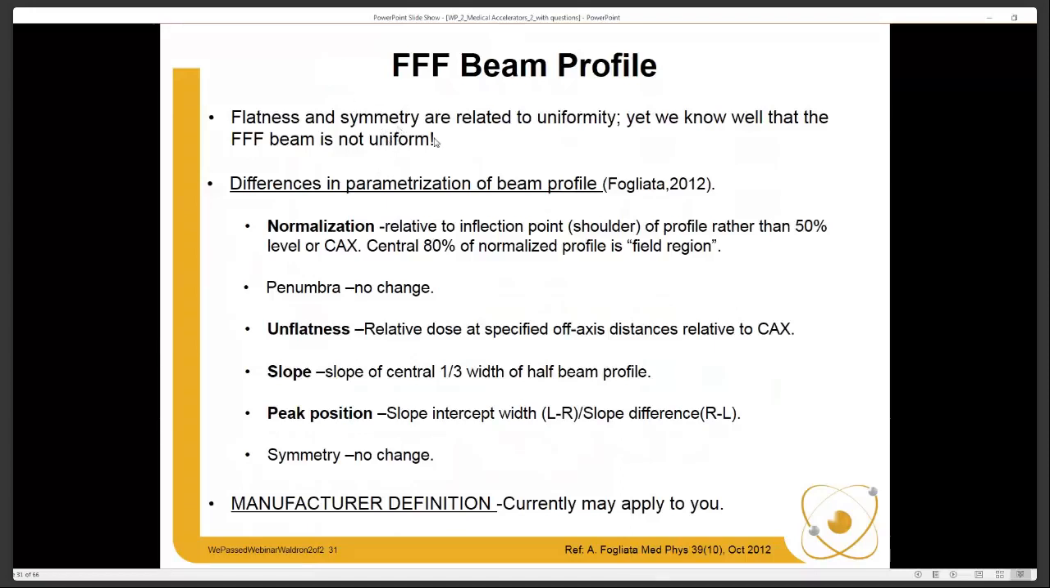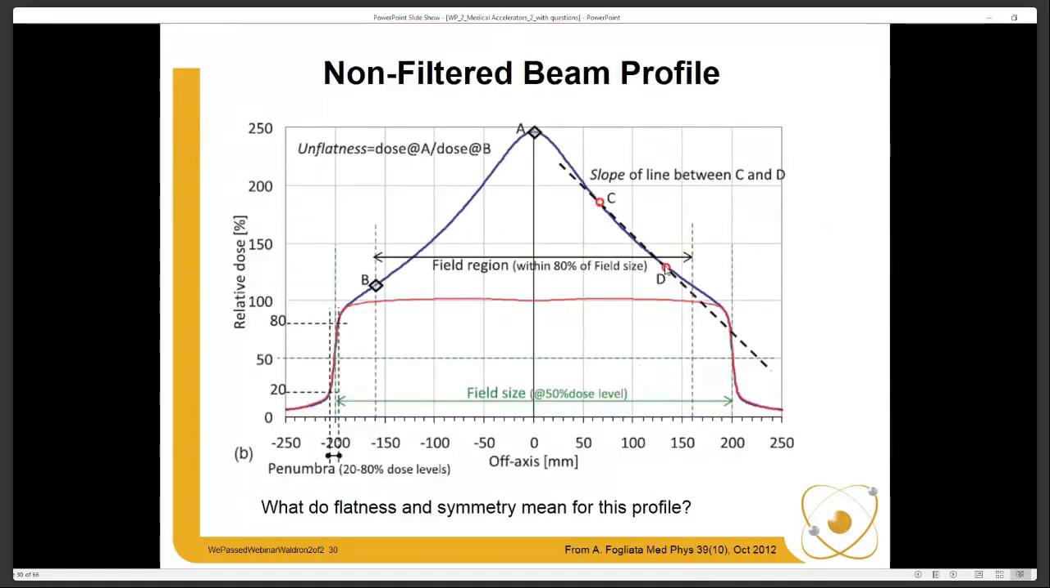They're important features. But if we're talking about a flattening filter-free beam profile, we're going to use a different normalization point. We're not going to use the 50% point. We're going to use the inflection point of the shoulder of the profile. This should give us a number that is consistent with the filtered beams. Our definition of penumbra will be unchanged. Our definition of unflatness is going to be at specified off-axis distances relative to the CAX. In other words, we're going to use the slope of the central third width of the half beam profile, this slope here, C to D.